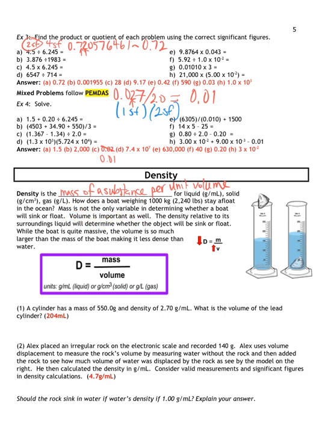So how does a boat that weighs 1,000 kilograms, which is really 2,240 pounds, stay afloat in the ocean, or on the ocean? Mass is not the only variable in determining whether a boat will sink or float. Volume is important as well. So the density relative to its surrounding liquid would determine whether the object will sink or float. While the boat is quite massive, the volume is so much larger than the mass of the boat, making it less dense.